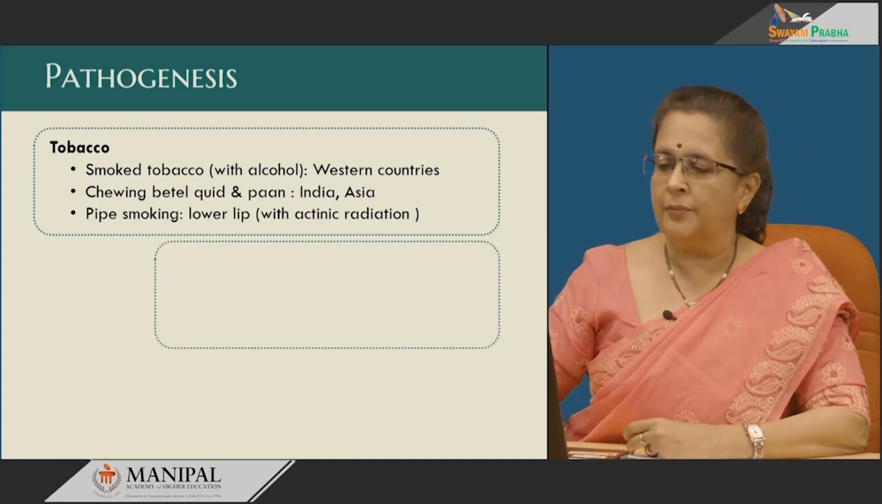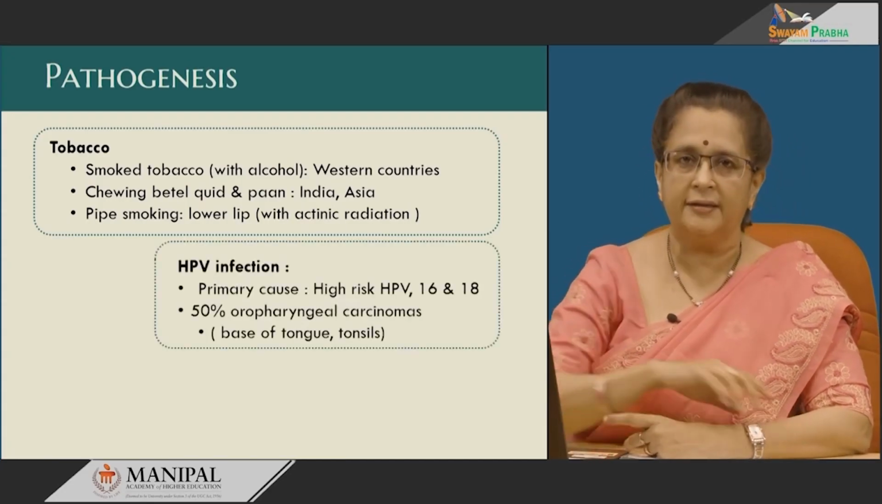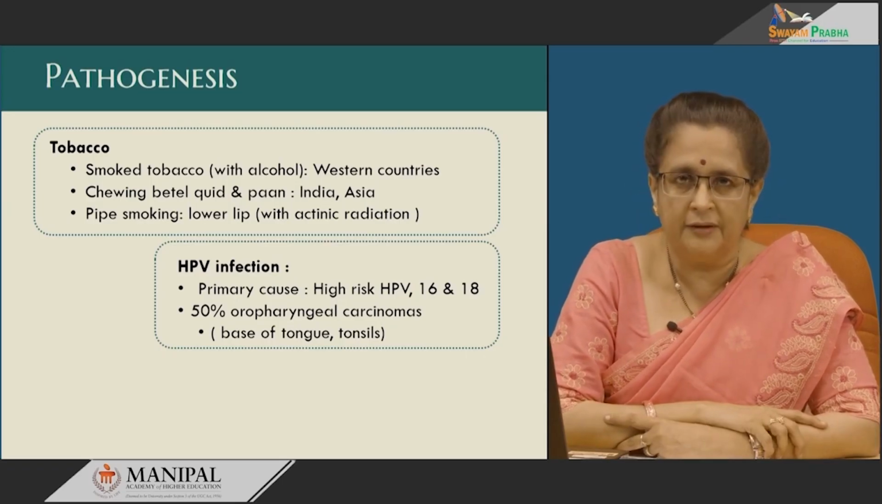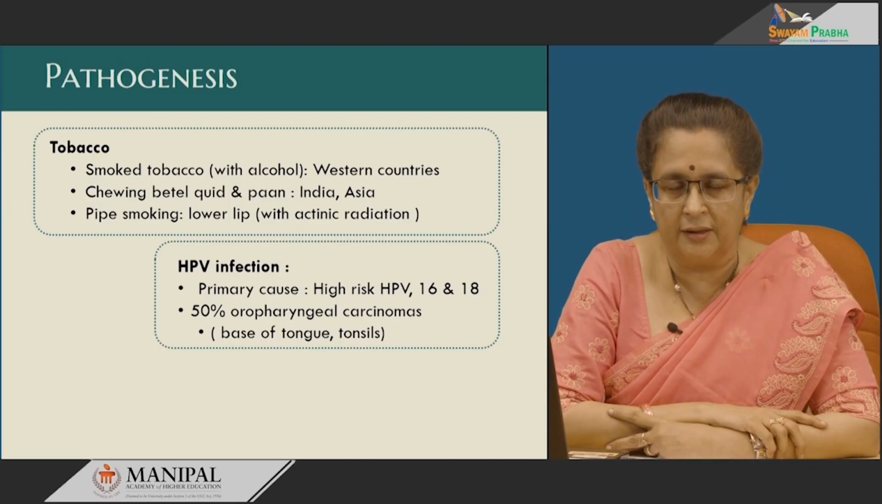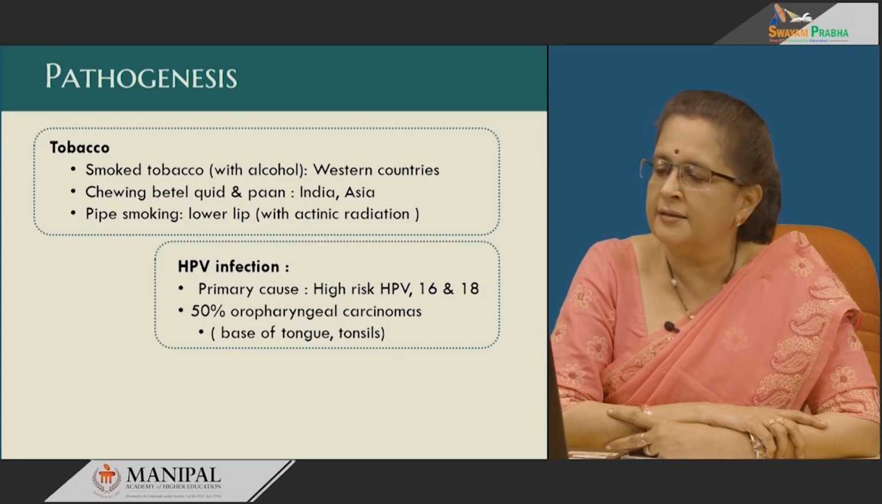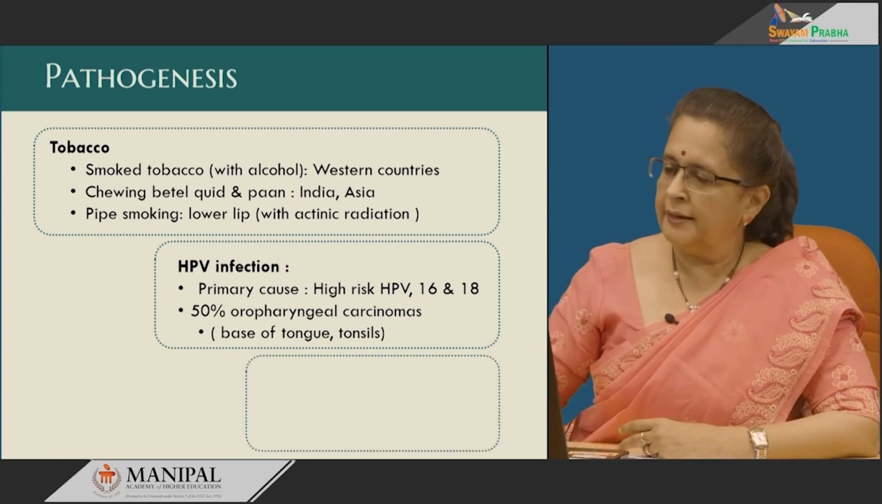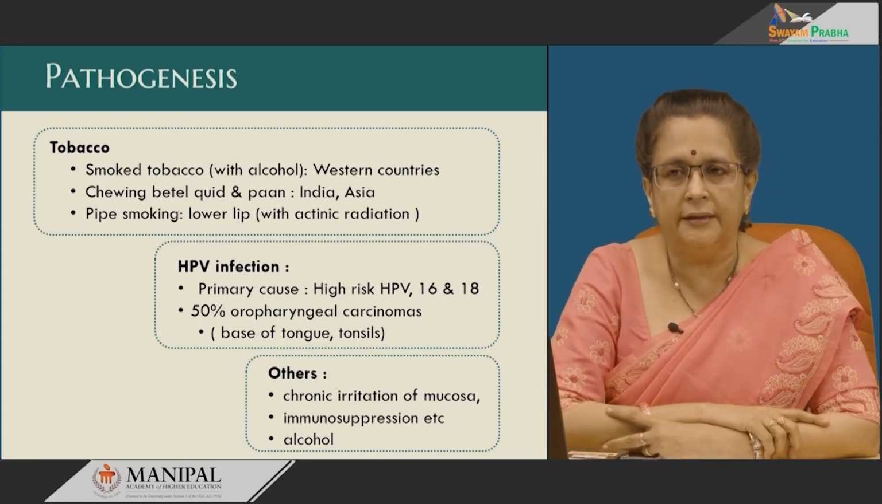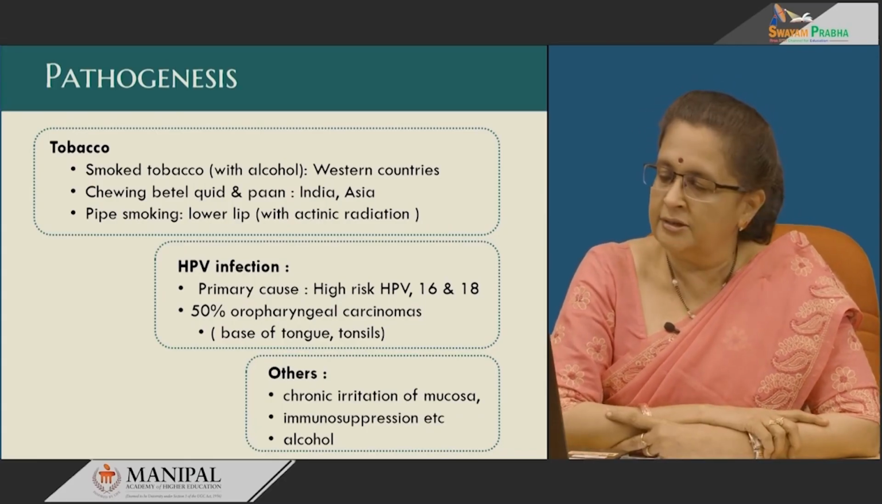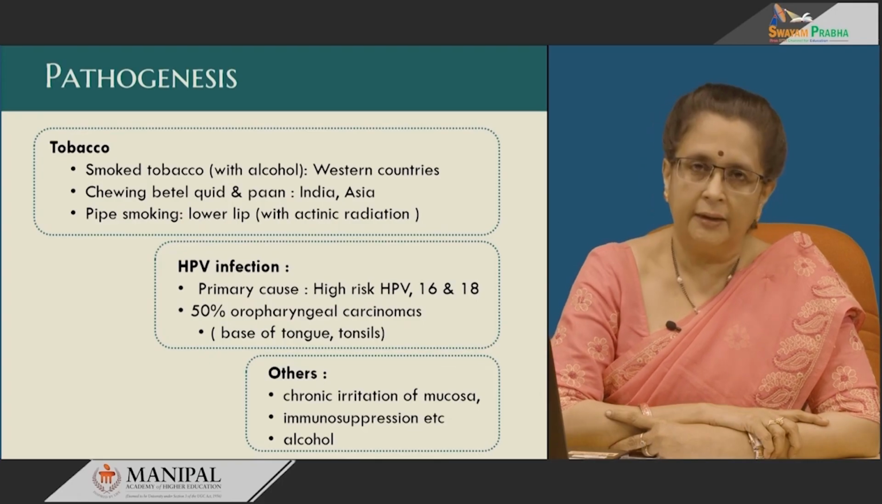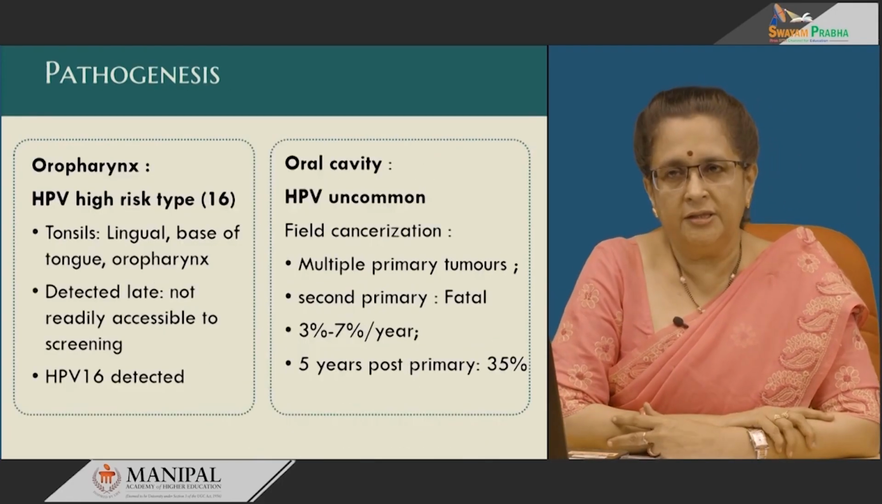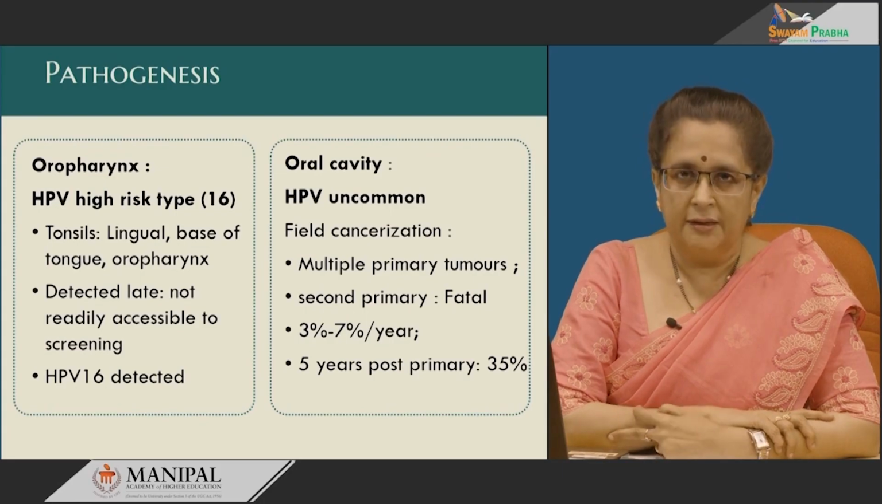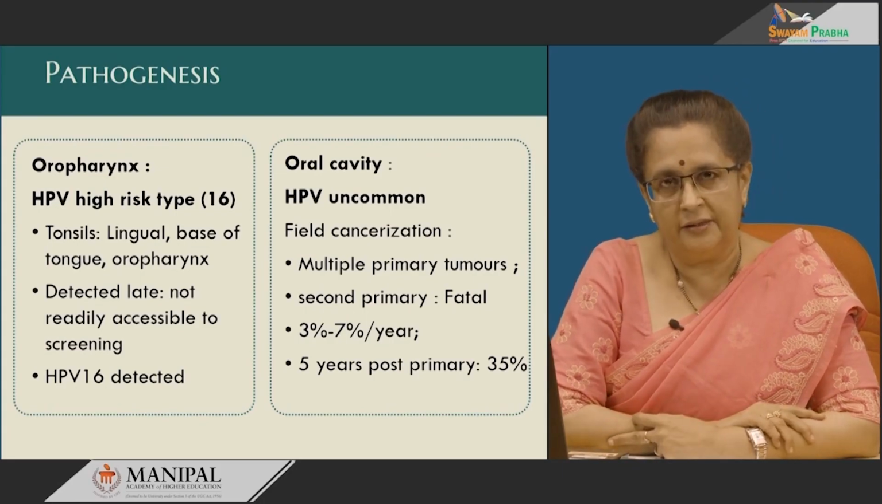Now, the next one, the most important one, is human papilloma virus infection, because it accounts for approximately 50% of oropharyngeal carcinomas. The primary cause is the high risk HPV, which include HPV type 16 and 18. The remaining etiopathogenetic factors include chronic irritation of the mucosa by ill-fitting dentures etc., immunosuppression and alcohol. So, for oropharyngeal carcinomas and oral cavity carcinomas, the causative agents are a little different. Oropharynx is predominantly virus related, specifically HPV type 16 and 18.